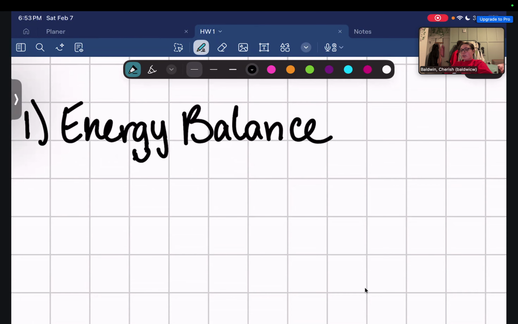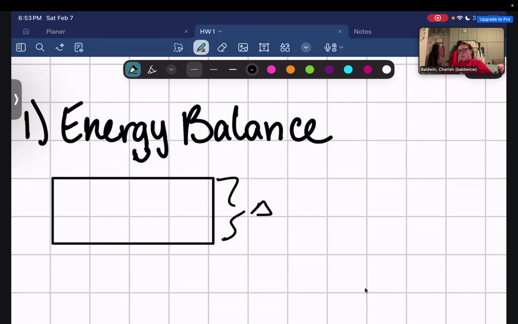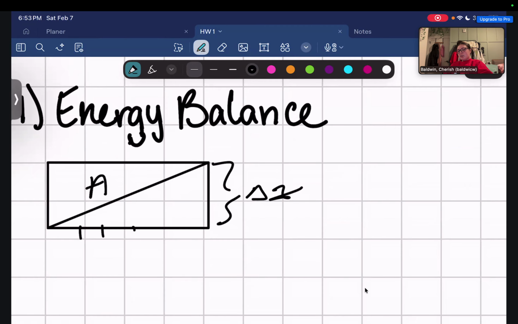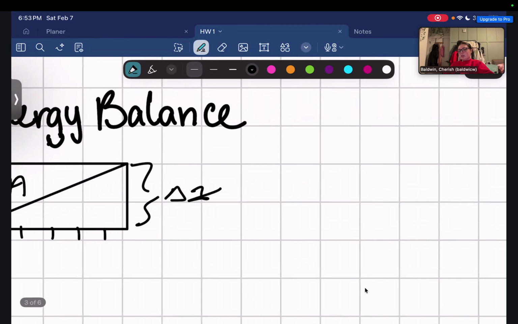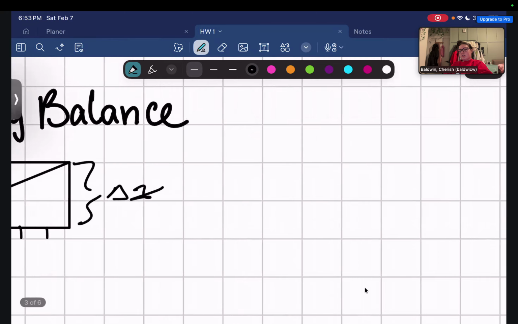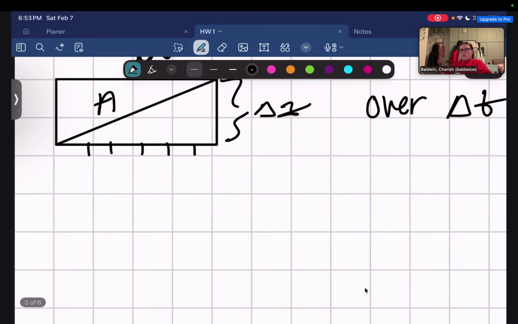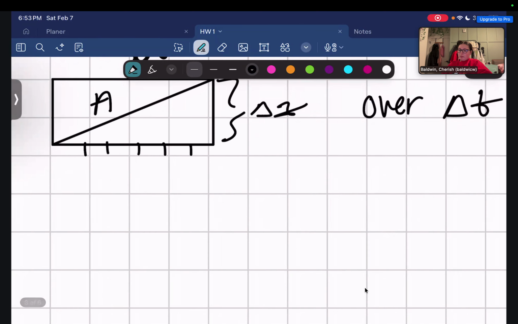And before we even write the energy balance, we have to assume that we have some brick with thickness delta x and cross-sectional area A. We can break this into sections over delta t, time. Alright, now let's get into the energy balance.